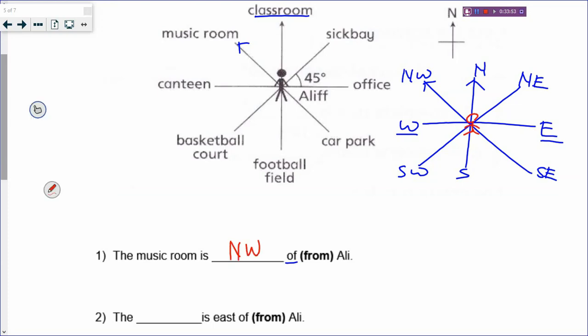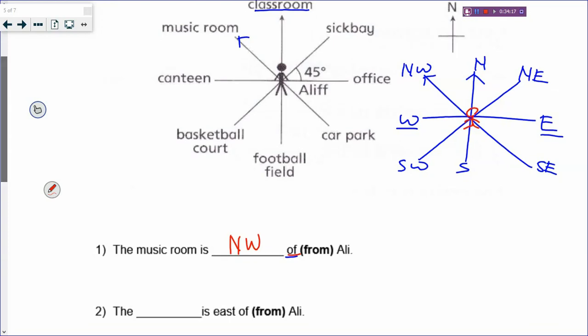So in your exam question, you will always see the word "of." So "of" is also "from." So how do you interpret? It means that you start from Ali, where Ali is standing. Alright, from Ali means from the place that Ali is standing. Which direction must he take to go to the music room? He must go in the northwest direction.